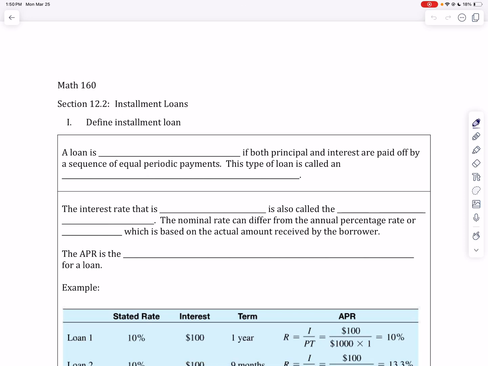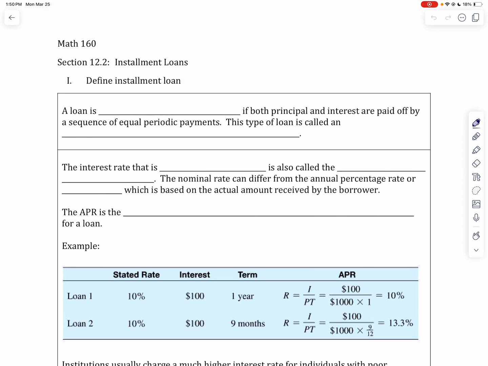All right, this is Math 160 12.2 on installment loans, and we're going to again be using a bunch of tables, which remember, guys, your test will be on Thursday, and you can use your notes on this section because we do have a lot of tables. But we're going to talk about how to find finance charges, total installment costs, and amount financed using different formulas.